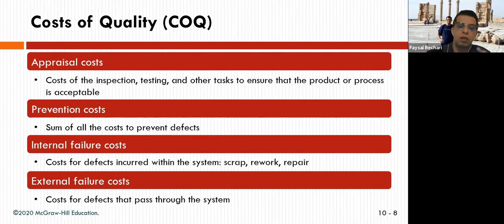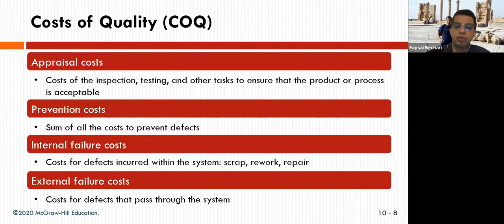The appraisal cost, the cost of inspection. In the cost of quality, the first one you're looking at is the appraisal cost, like the cost of inspection, testing, and other tasks to ensure that the product or process is acceptable. That's one cost. The second cost, the prevention cost, is the sum of all the costs of preventing defects. As in our example, fixing it 5 times, or doing it right the first time and not fixing it at all.